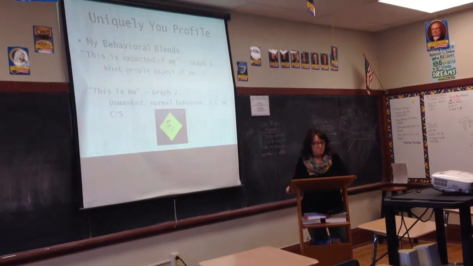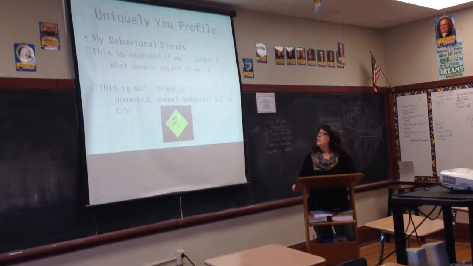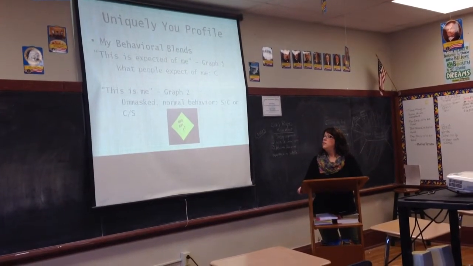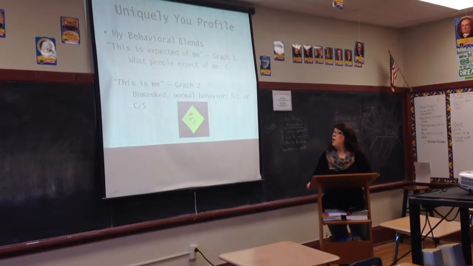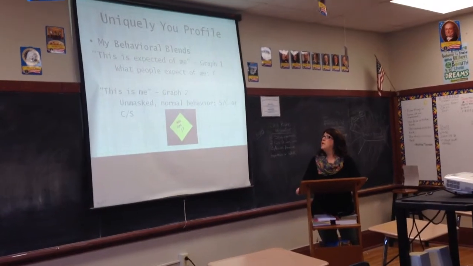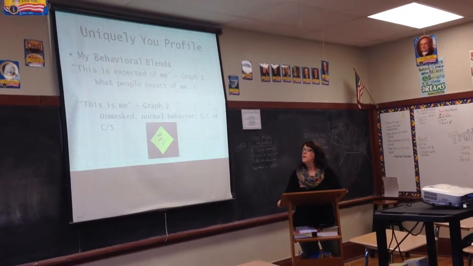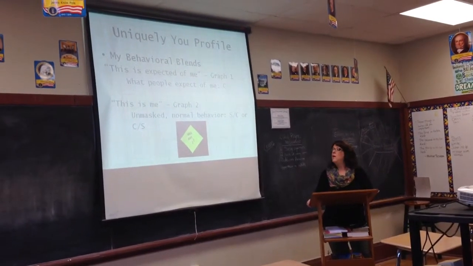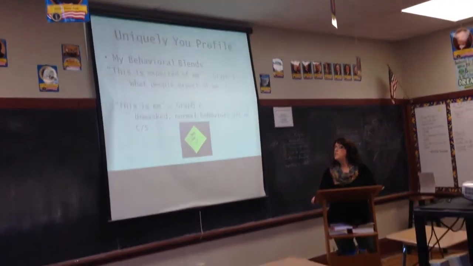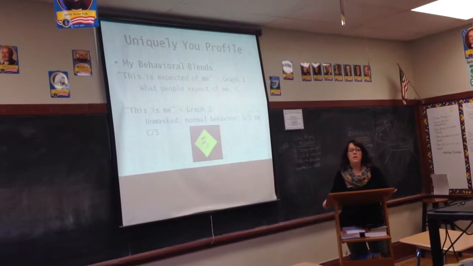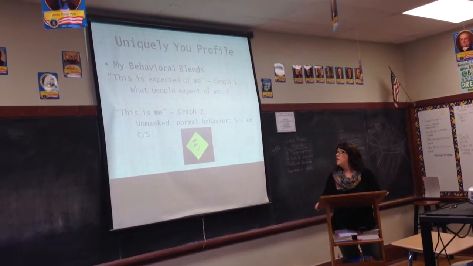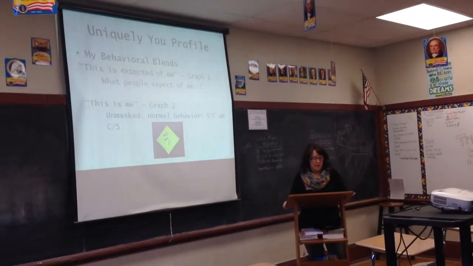Next slide, please. So my behavioral blend, the first is the graph 1, and this is the this is expected of me graph. So this is what people expect of me. I'm a C blend, and then the second graph is the this is me. This would be the unmasked normal behavior. I'm an SC or a CS.